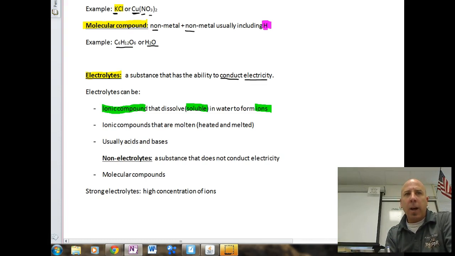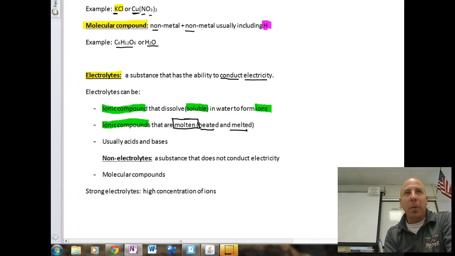Another one is an ionic compound that maybe is insoluble. It won't dissolve in water, but what we can do is we can heat it up. If we heat it up and melt it, then it becomes what we say molten, and it will have the ability to conduct electricity in that state.